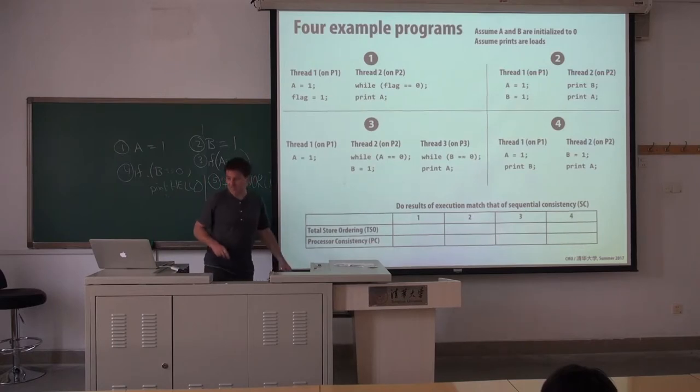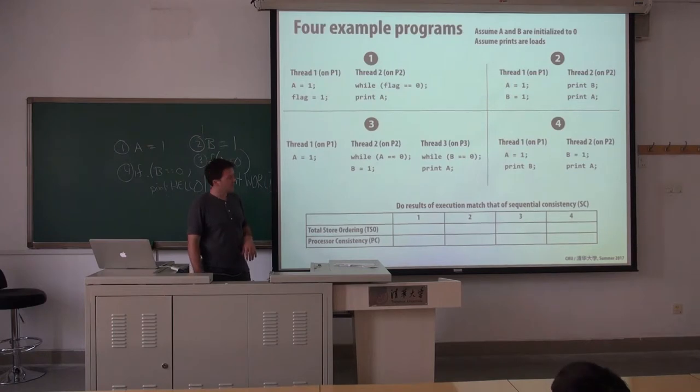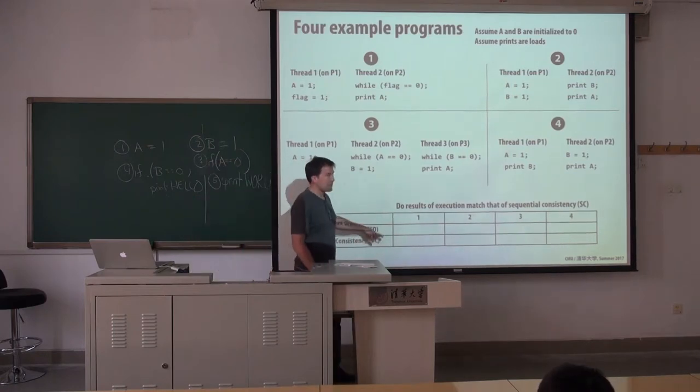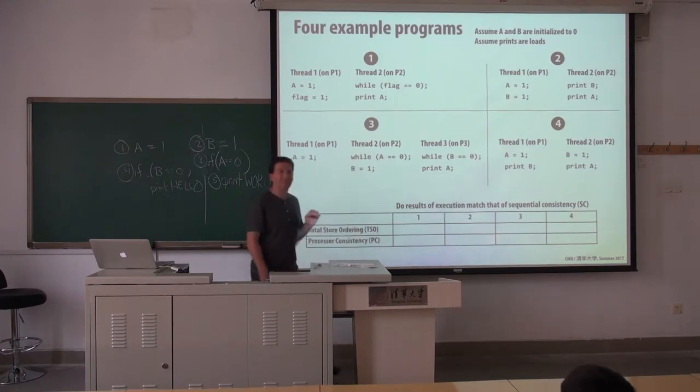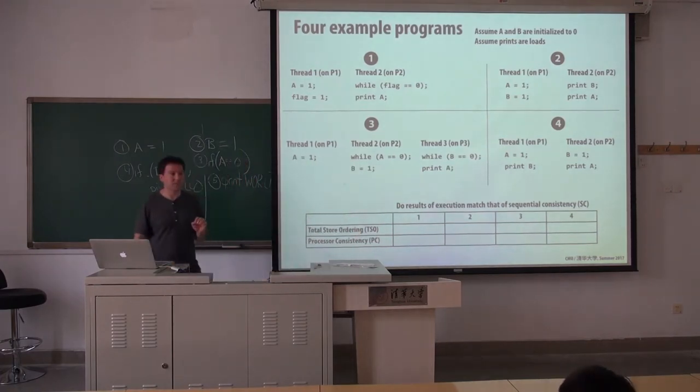So now here's where it's going to get interesting. I have four programs on this slide, and I have both these relaxed consistency models. I want you to tell me, are the results of execution the same as if we did not relax memory at all? Or in other words, are they the same as if this was a fully sequentially consistent program?